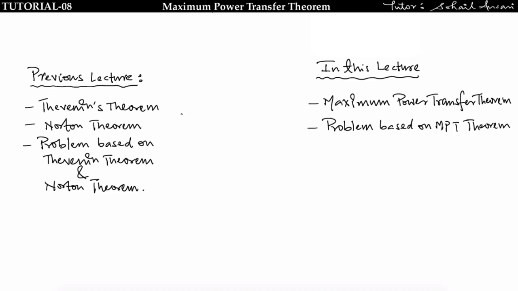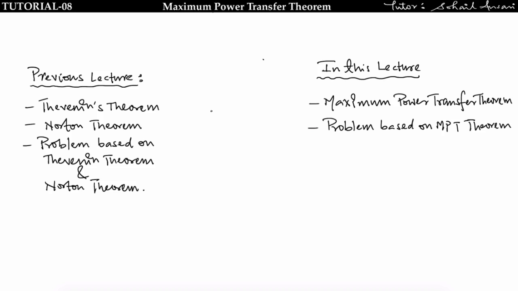Hi guys, in the previous lecture we have seen Thevenin theorem, Norton theorem and some problems based on these two theorems. In Thevenin theorem we have taken three cases. In case 1 we talked about when only dependent sources are present in the network, then how to reduce the circuit in order to find VTH and RTH. Similarly, in case 2 we have seen when at least one dependent source and one independent source are present, then how to find the Thevenin equivalent.